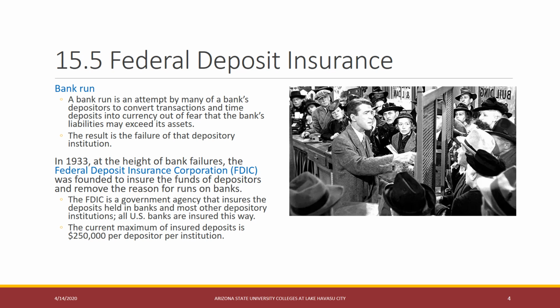If that happens, the bank would not be able to satisfy their requests, and this would result in the failure of that depository institution. Widespread bank runs can lead to the failure of many institutions. So a bank run is an attempt by many of a bank's depositors to convert transaction and time deposits into currency out of fear that the bank's liabilities may exceed its assets.